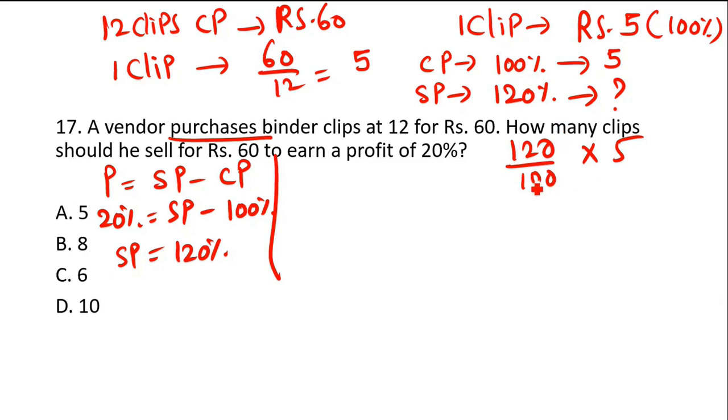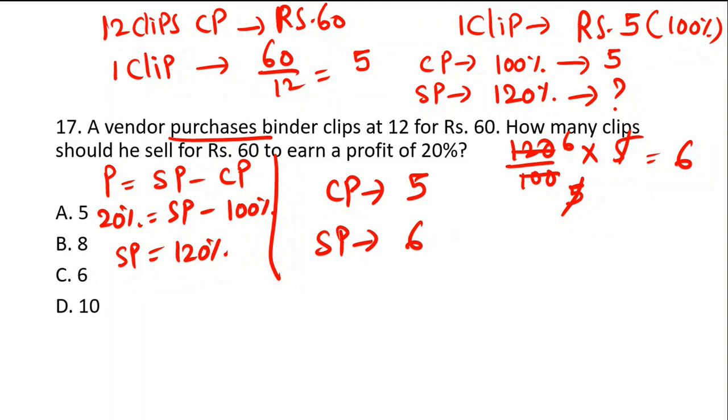So this is 25, 5 will get cancelled, so 6 rupees. So cost price is 5 rupees and selling price is nothing but 6 rupees. Okay. So cost price, we got it as 5 rupees per article and selling price is nothing but 6 rupees. How is the selling price 6 rupees? Selling price is 6 rupees with respect to a profit of 20%.